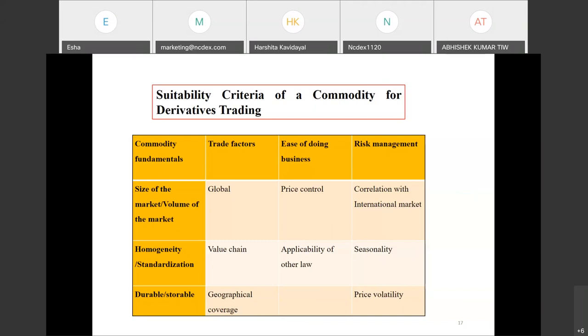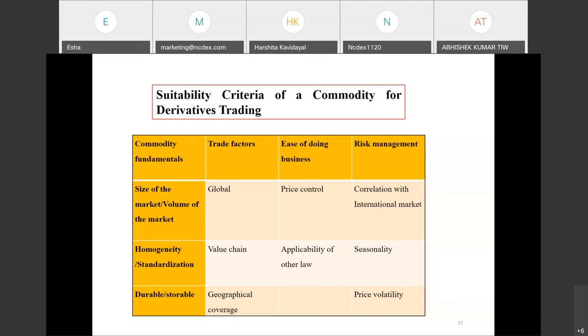Then the global trade factor. Why do I say global? Because if it is traded globally, we will get the major points of price discovery. Then value chain participants: the larger the value chain, the larger the demand for that commodity, and the larger the suitability of that commodity for futures trading. Geographical area coverage we can see in the form of distribution as well as production. It will give higher coverage when it is covered at a larger scale, meaning it should not be confined to a very limited geographical area. So the higher the geographical coverage, the more conducive the commodity is for futures trading. There should not be a plethora of laws applicable.